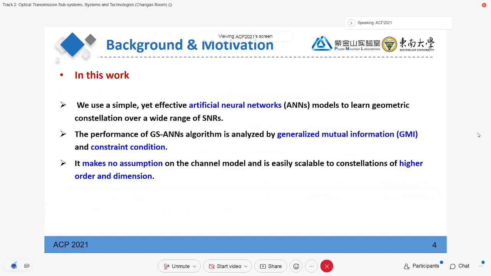In this work, we use a simple yet effective artificial neural networks model to learn geometric constellations over a wide range of SNRs. The performance of the geometric shaping artificial neural networks algorithm is analyzed by GMI and constraint condition. It makes no assumption on the channel model and is easily scalable to constellations of higher order and dimension.